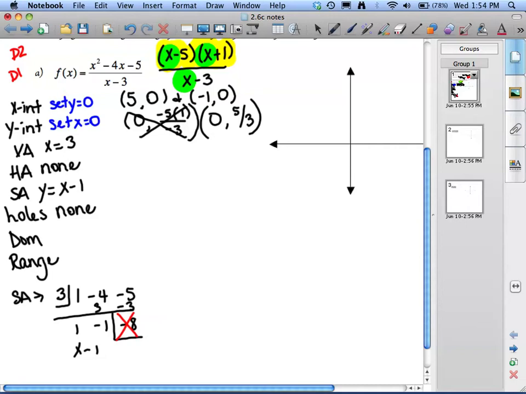So wait, it's not like -1 and 5? That's for the x-intercepts. What are you doing now? The y-intercepts. Gotcha. Let's leave domain and range until we get it graphed. So let's get it graphed on here.